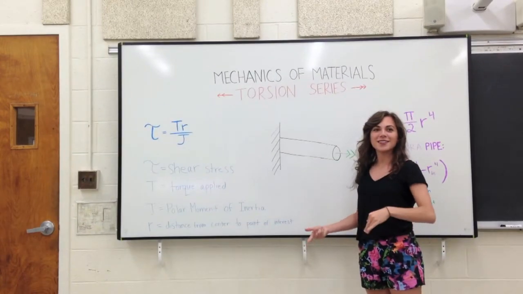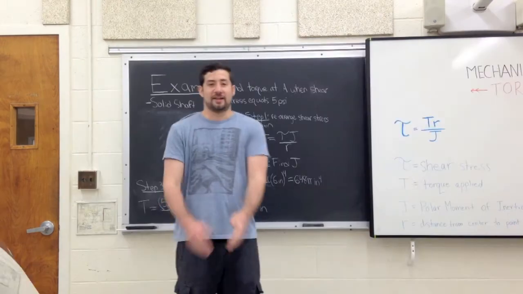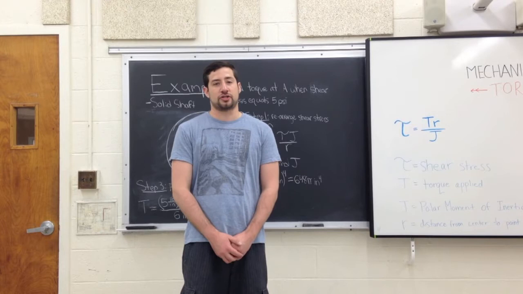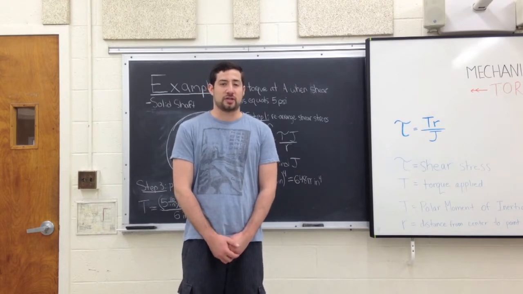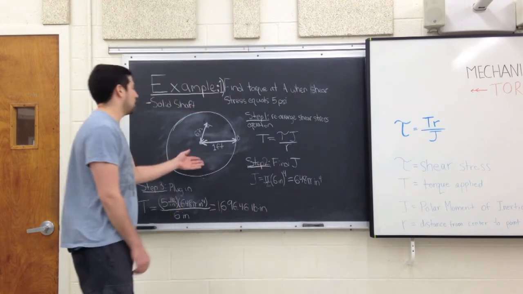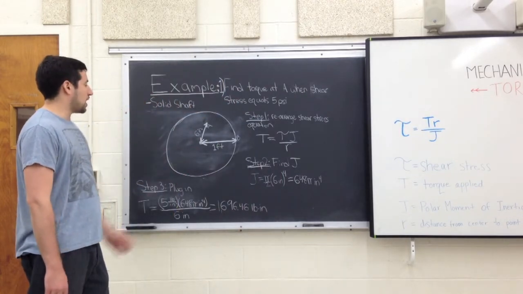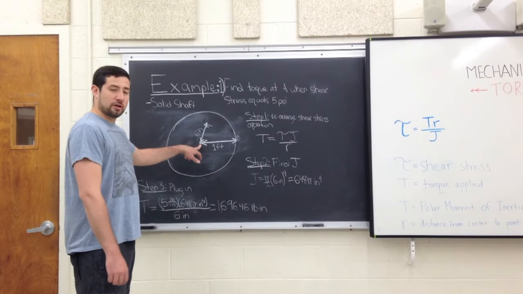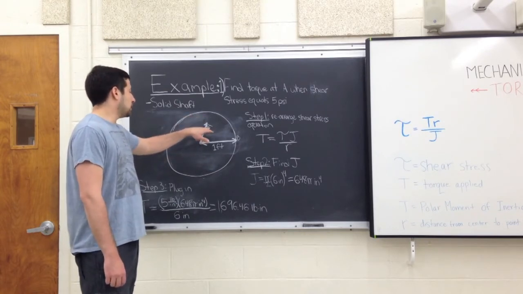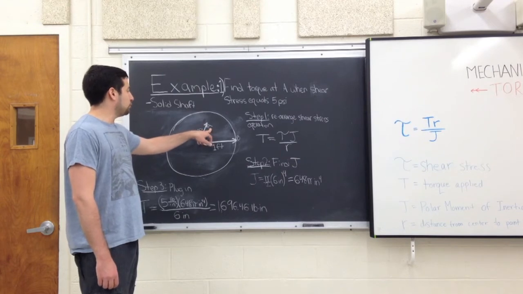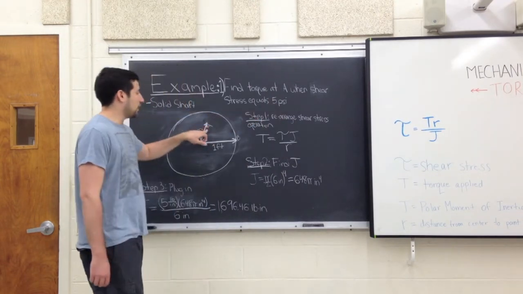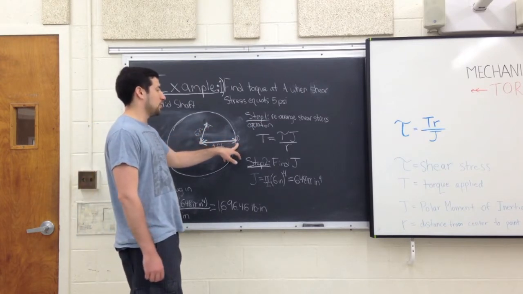Now, Adam will go through an example with you. The example we'll be going through today is how to determine torque when you are given a shear stress and a certain distance for the radius in a solid shaft. Here I have drawn the center cut of a solid shaft where this point represents the center of the shaft, and we are going to determine the torque needed to apply a shear stress of 5 psi at point A and then again at point B.